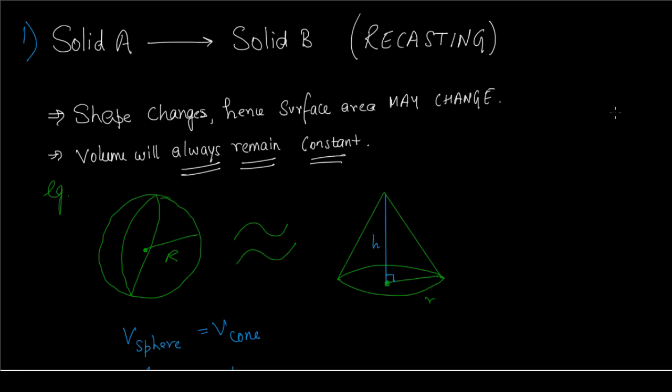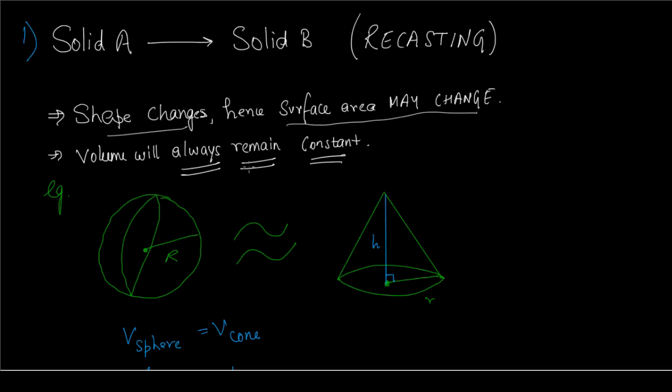So when we are converting a solid from one solid to another, then we call that recasting. Usually, we melt the main solid and then we mold it into a new solid. So that's recasting. During recasting, the shape changes, right? We can pretty much understand that the shape will change, and hence the surface area may change. Sometimes the surface area remains constant. That will be known to you. They will tell you. But in most cases, the surface area changes, right? In exceptional cases, surface area remains same.